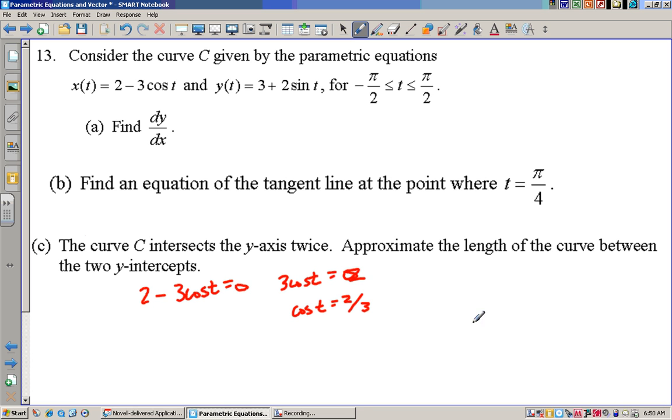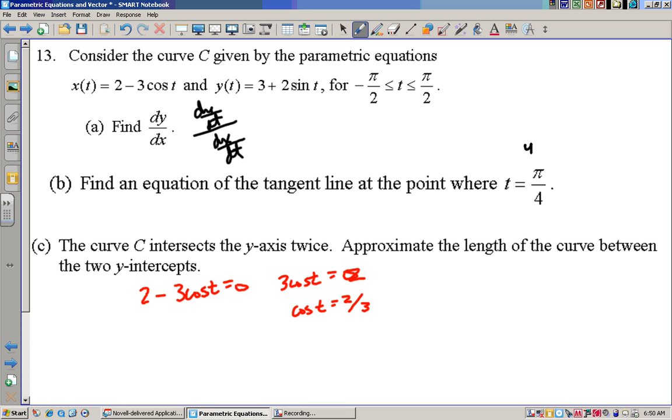Okay, for problem number 13, I know I skipped 12, we're going to do that here in a little bit. For problem number 13, I just want to talk about these for a second. dy/dx is just dy/dt over dx/dt. So I think you can find those and solve that one pretty quickly. B, find an equation of the tangent line.